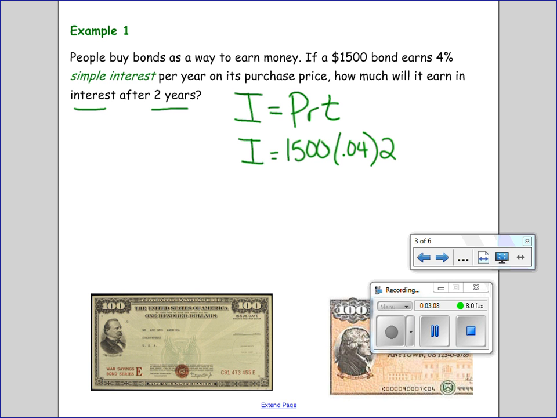Now again, because of the commutative property of multiplication, we can pick any two to multiply together first. So I'm going to do 1,500 times 2, which is 3,000. Then take that and multiply it times .04.